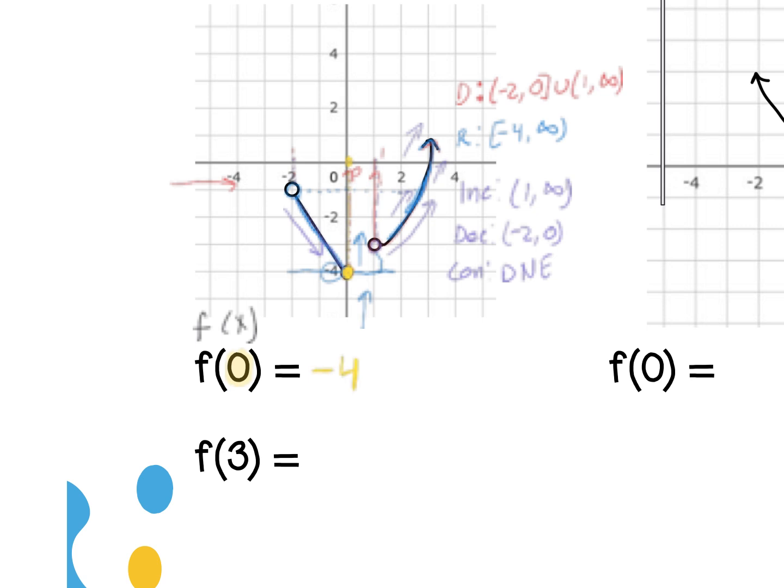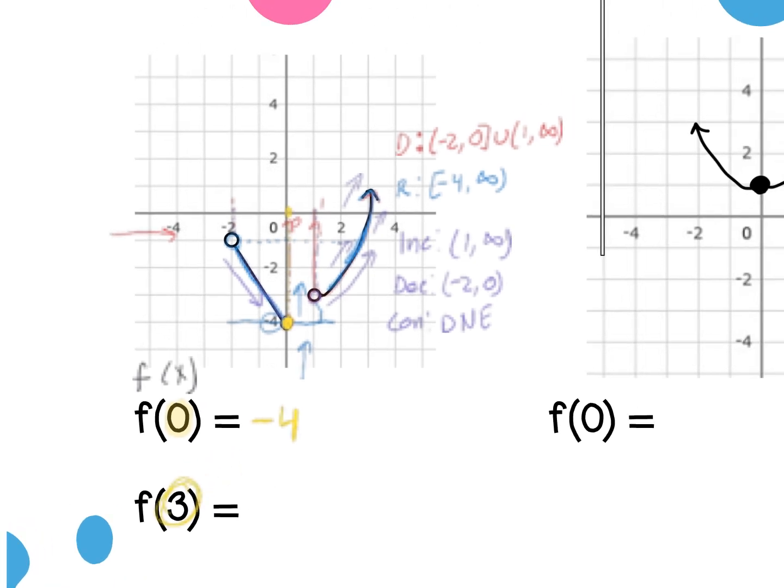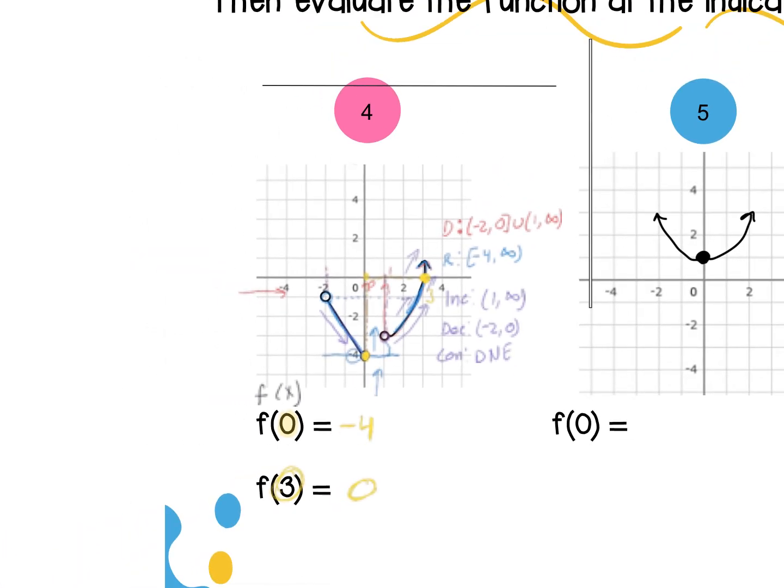Right. What does this mean? Our x value is going to be 3, right? So if you go on the x-axis where x is 3, what y value is that? This is a y value of 0, right? So we're at this point right here. So f of 3 equals 0. All right, and that's all you have to do there.